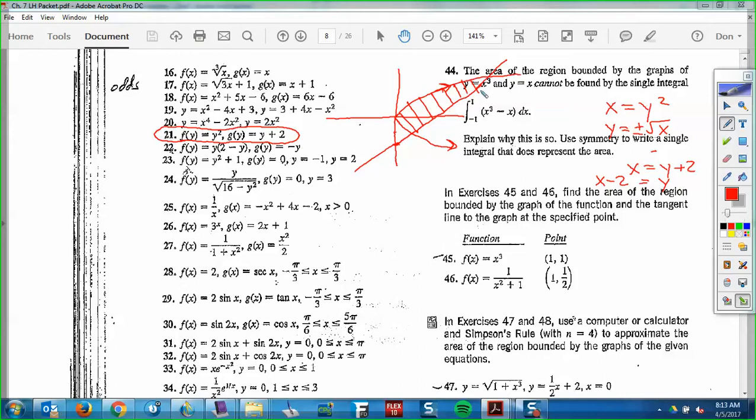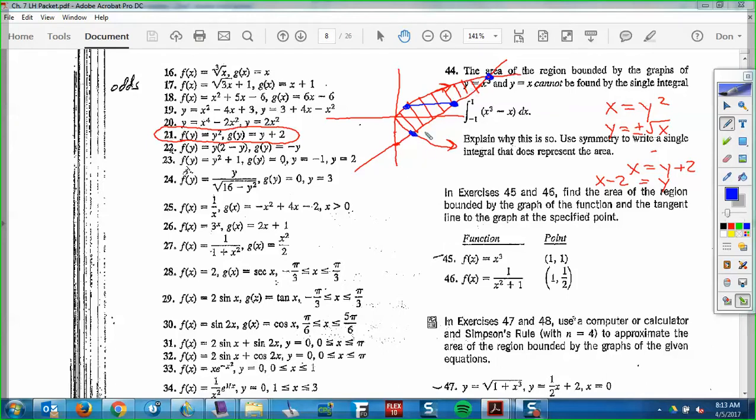Horizontal strips. Now, we're going to get into that today with our volumes. We're going to talk about horizontal strips, but horizontal strips would be the best. Okay, horizontal strip right here, because those horizontal strips go all the way from here up to here, but we got to find where those intersect.